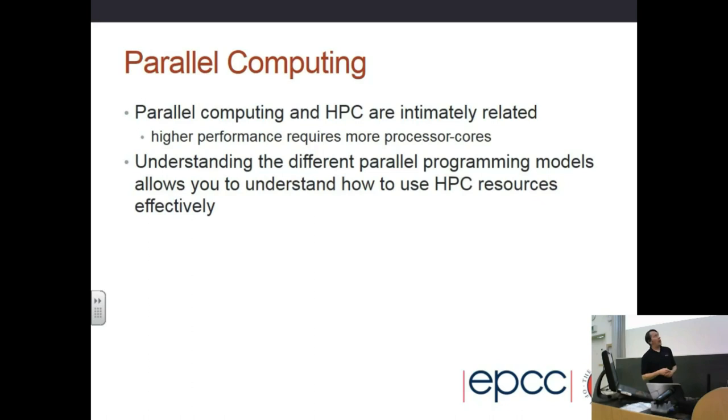Why do I need to know all this stuff? Well, as I said, high-performance computing has been synonymous with parallel computing for over two decades. The only way you could make a powerful computer was not to buy a powerful processor, but to use lots of powerful processors. And if you understand the way that parallel programming works, it allows you to understand how to use HPC resources effectively. And we'll see there are two fundamentally different parallel programming models, one based on shared memory, one based on distributed memory. And there's a linkage between the programming model you use and the hardware you're using. You need to understand that to get the best out of your computer.